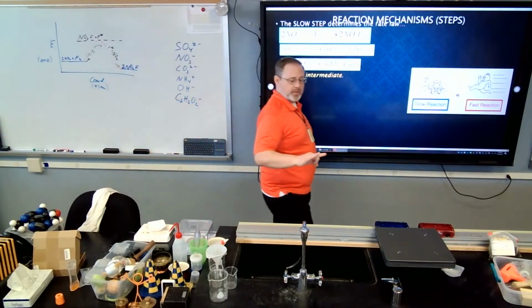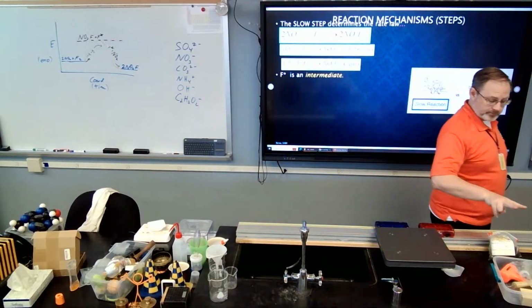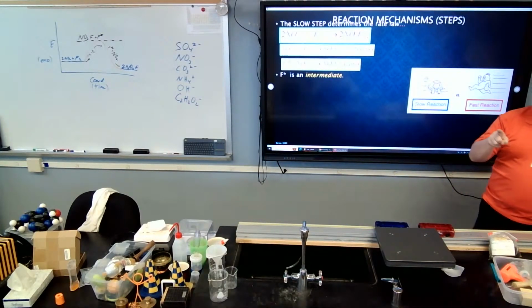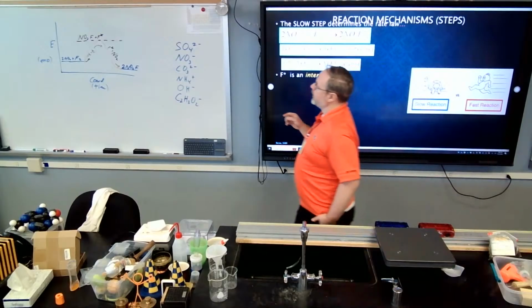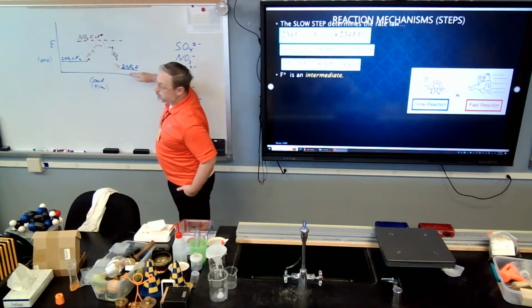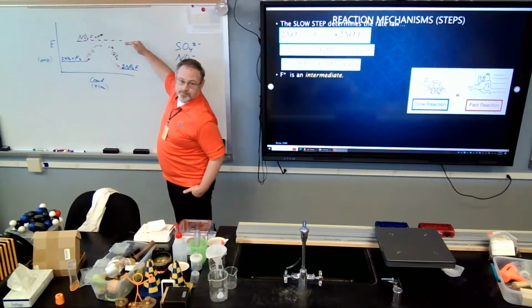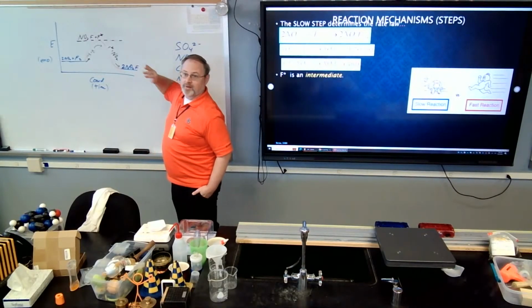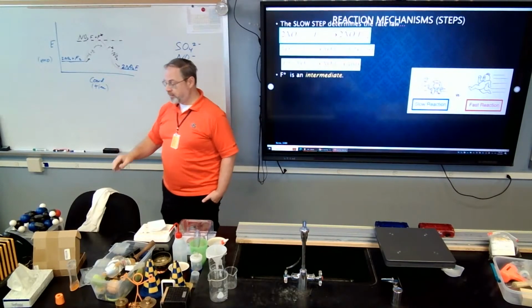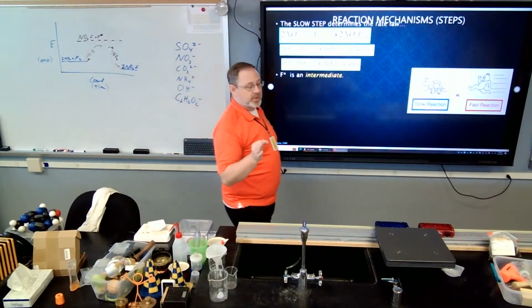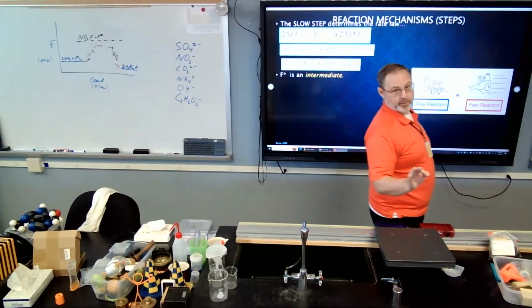Okay, 3 steps is going to give you 2 humps. 2 steps is going to give you 1 hump. For the overall reaction, if it's exothermic, the products are going to be lower. If it's endothermic, the products are going to be higher. We're going to show you that each step can be classified as exothermic or endothermic.